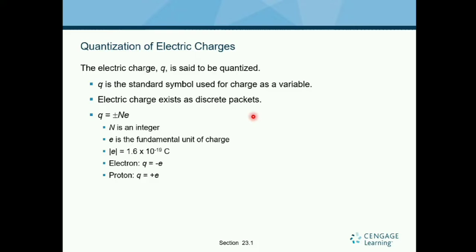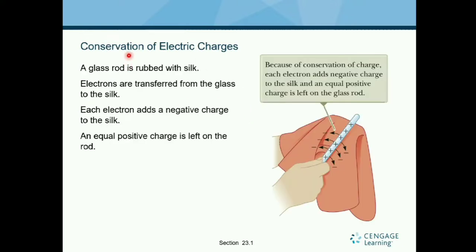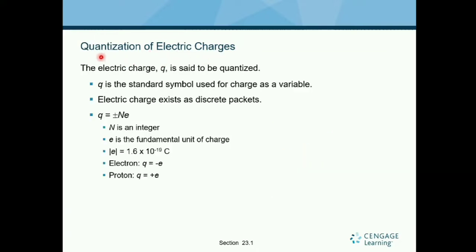And then there's a second concept. So the first one is conservation of electric charges. And the second one is called quantization of electric charges. As we already know, charge is not being created, it's just being transferred from one object to another object. So the electric charge Q is said to be quantized. Q is the standard symbol used for charge as a variable.